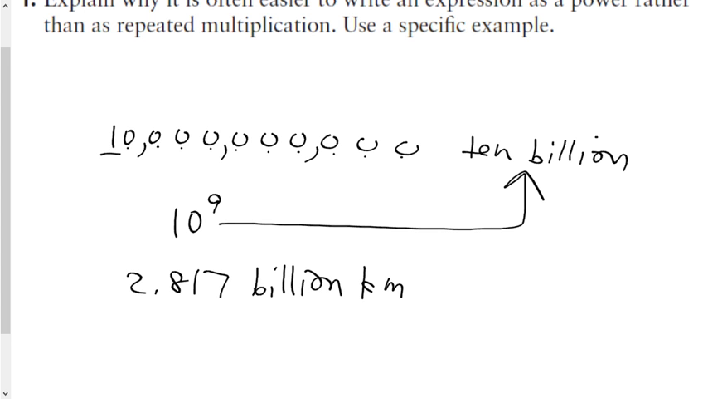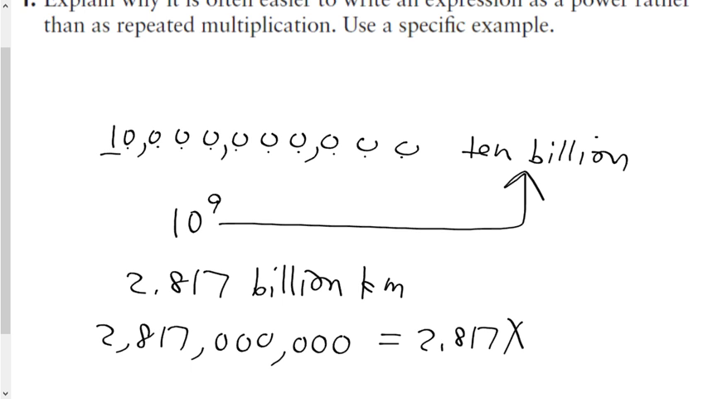So if I wanted to write this number, I would have to write 2,817,000,000, and I would write it like this. But in scientific notation, what they do is they say 2.817 multiplied by 10 to the power of 6, or sorry, to the power of 9. And the reason why is this is an easier way to write a billion than it is to write it like this. So it's a way to make large numbers more manageable to write.